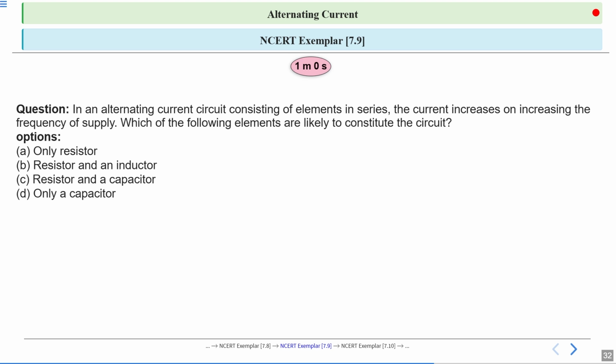Why is Z decreasing? Z is equal to root R square plus XC minus XL square. If Z is decreasing on increasing frequency, what are the possible elements present in the circuit? The options are only a resistor, a resistor and an inductor, a resistor and a capacitor, or only a capacitor. I will give you some time to think about it.